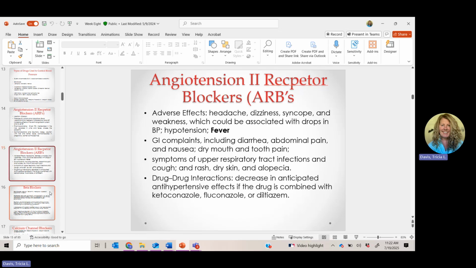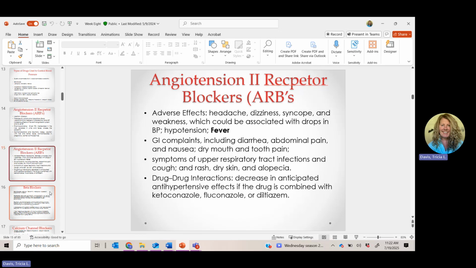Hypotension, and then sometimes a fever in these patients, okay? You might have some GI complaints as well. They may get symptoms of an upper respiratory tract infection. So a cough, a rash, dry skin, okay?